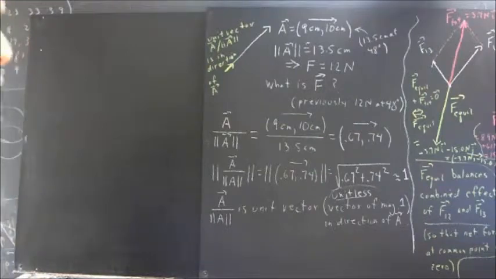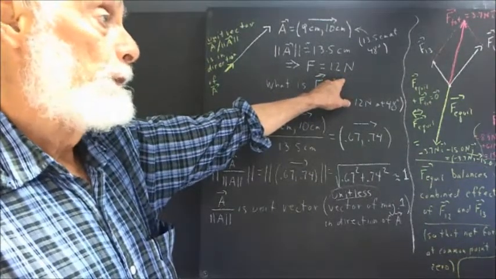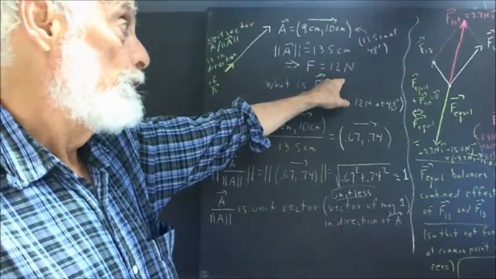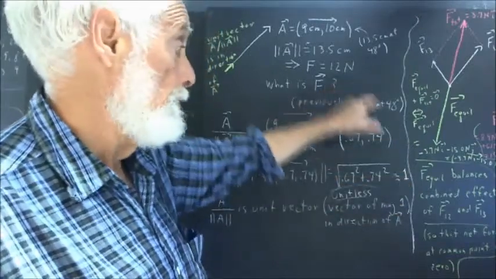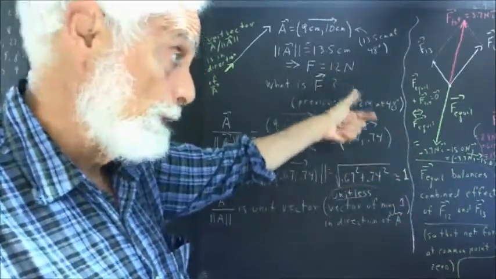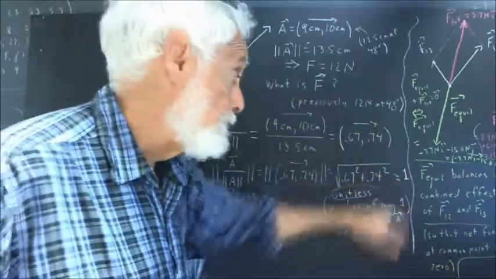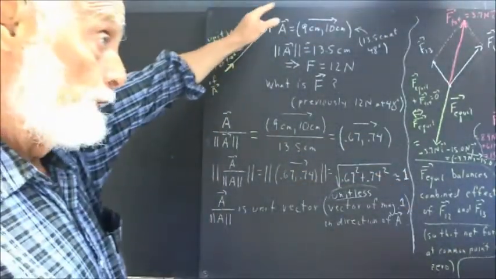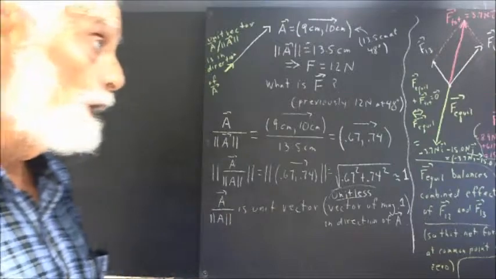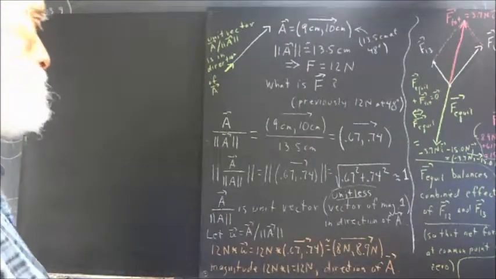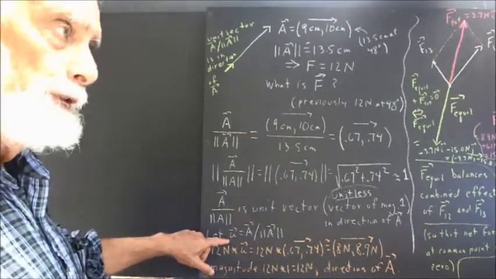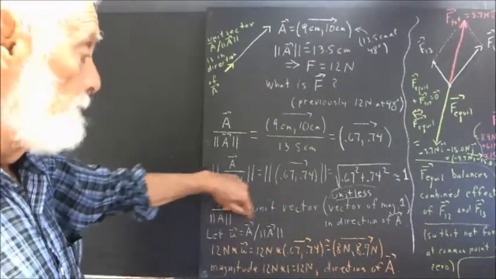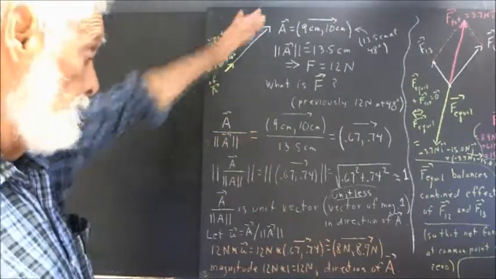Now, if I multiply that vector by 12 newtons, then I'm going to have a vector whose magnitude is 12 newtons times the magnitude of the unit vector, which is 12 newtons times 1, which is just 12 newtons. It's still going to be in the same direction since 12 newtons is a positive quantity. Okay, so I'm going to let U stand for the vector A over the magnitude of A, just to remind us that it's a unit vector, and we're going to remember by this definition that it's in the direction of the vector A.